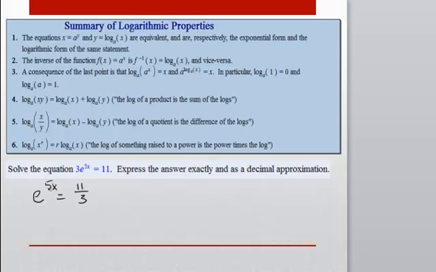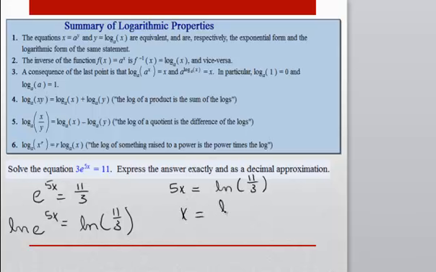Now to get this variable out of the exponent, we can take the natural log of both sides. I chose natural log because we have a base e, and natural log of e is just 1. So this leaves us with 5x is equal to the natural log of 11/3. Divide both sides by 5, and you get x is equal to the natural log of 11/3 divided by 5. So this would be your exact answer.